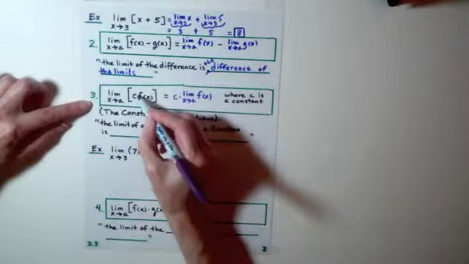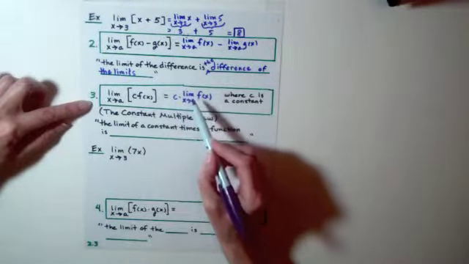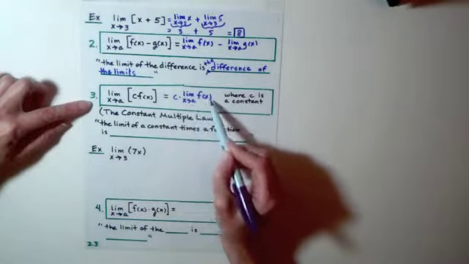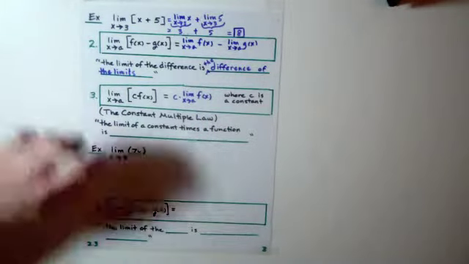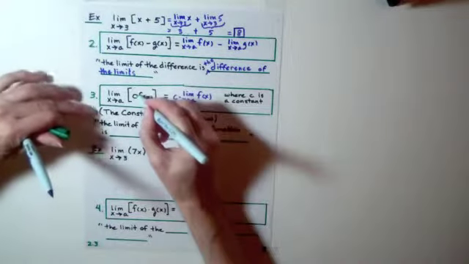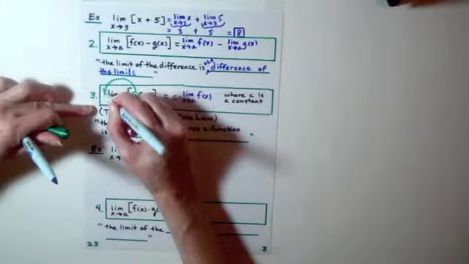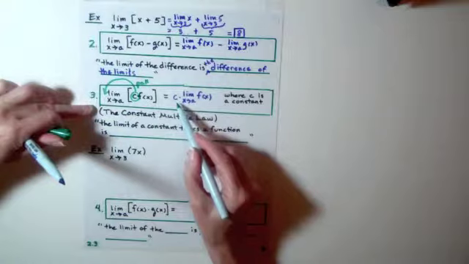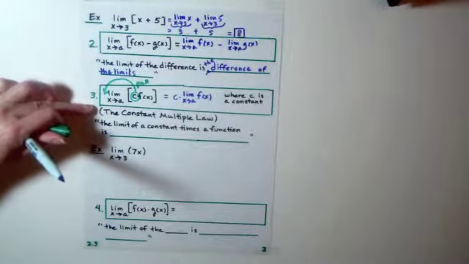We have c times some other function f of x, and that's the same as a constant times the limit as x approaches a of f of x. So if we know how to find this limit of just f of x, then we can simply multiply it by the number c. Sometimes what we say in words is that we can take this constant multiple and pull it outside of the limit sign. So we can pull that c out front, and it's the same as c times the limit as x approaches a of f of x.